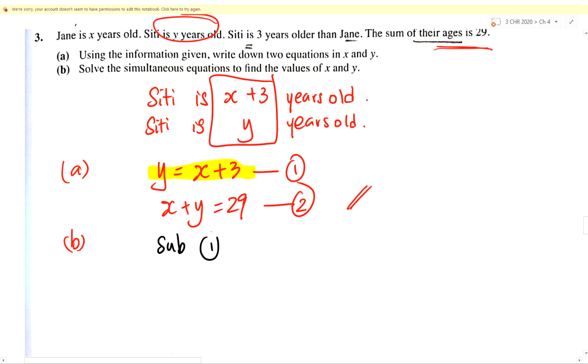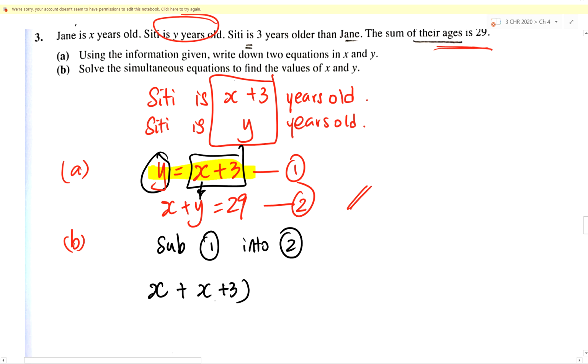Sub 1 into 2. Sub equation 1 into equation number 2. Now equation number 1 says every time I see a Y, I'm going to change it to become X plus 3. So I get X, just copy down the X, plus, and every time I see the Y, I change it to X plus 3. I do not need this bracket because it is a plus, so we can remove it. So I substitute and I get this is equal to 29.